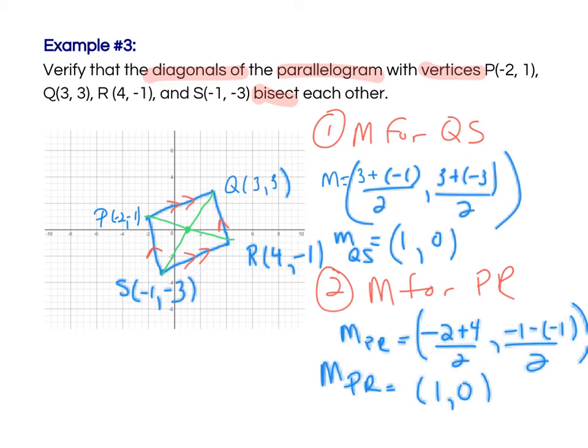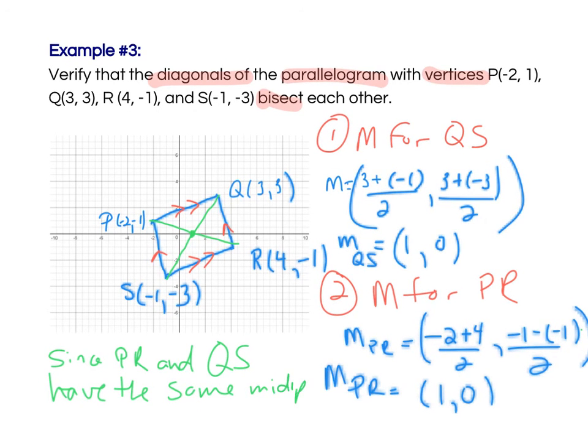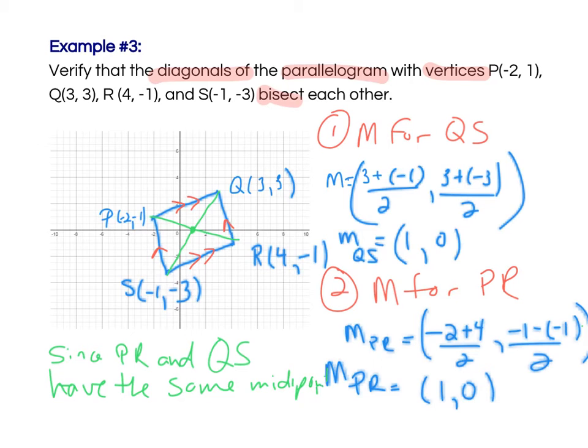Okay, so I've done the work for PR, and I found that the midpoint is indeed the same midpoint. And so that allows us to make some conclusions. We can now say that since PR and QS have the same midpoint, they bisect each other.